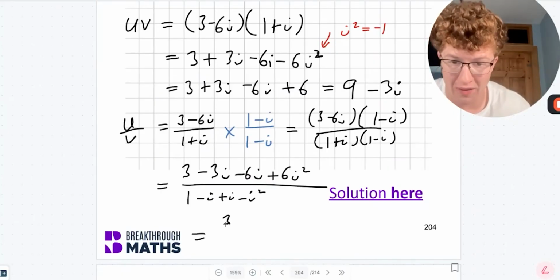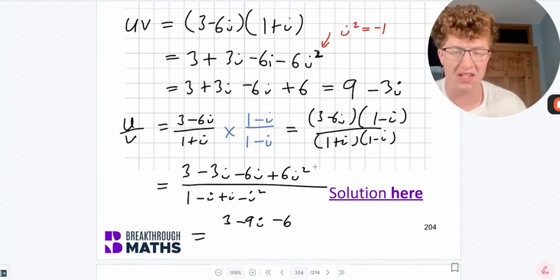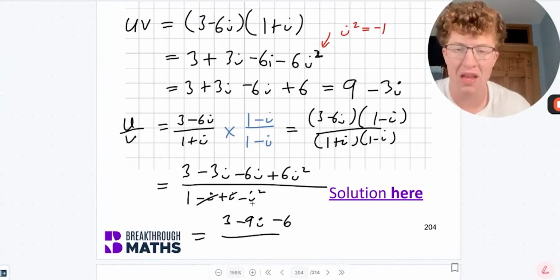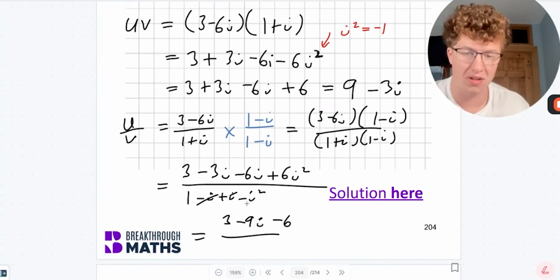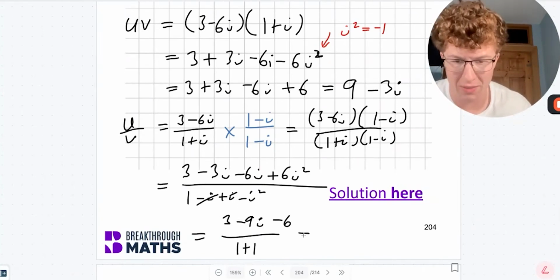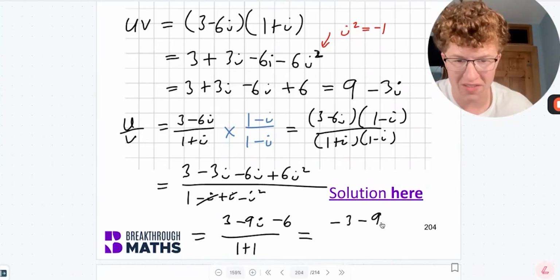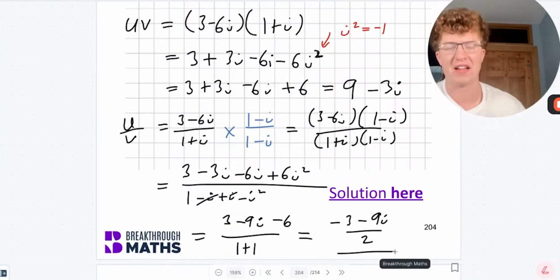Simplify that, you're going to have 3 minus 9i minus 6, because i times i is negative 1, so it'll become minus 6. Then on the bottom, those i's are going to cancel, and then the i squared is going to be minus 1, and since it's a minus there, we're going to have 1 plus 1 on the bottom. So that's going to be minus 3 minus 9i divided by 2. So that's the final answer.